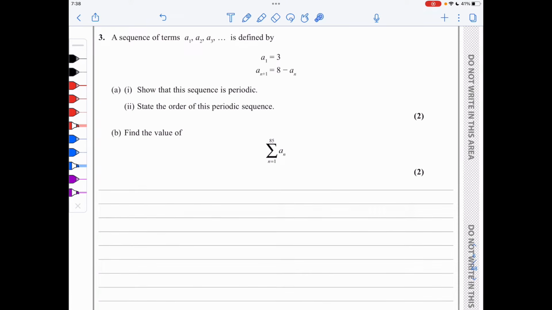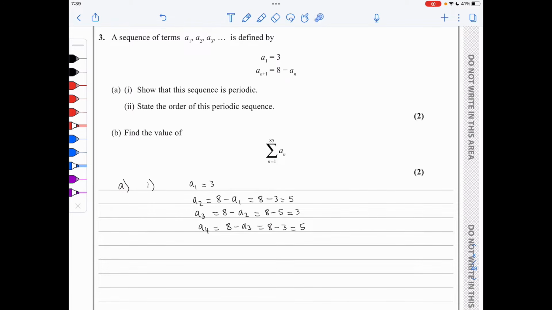In 3, we've got a sequence of terms defined recursively here, and we need to show that this sequence is periodic and state the order of this periodic sequence. So we know that the first term of the sequence, a1, is 3. Now a2 is 8 minus a1, so it's going to be 8 minus 3, which is 5. Then a3 will be 8 minus a2, which is 8 minus 5, which is 3. I could do this for a4. It's 8 minus a3, which is 8 minus 3, which is 5.